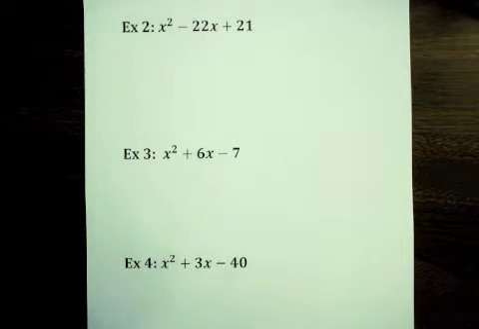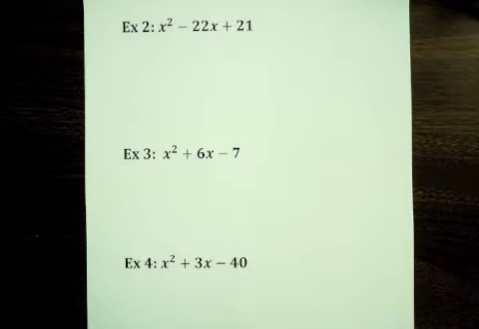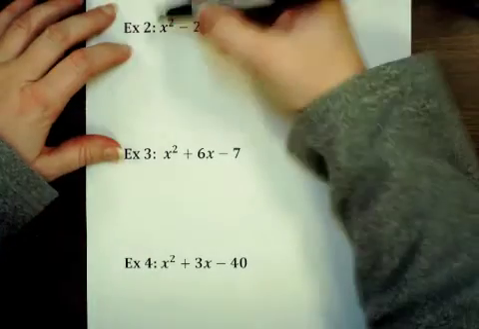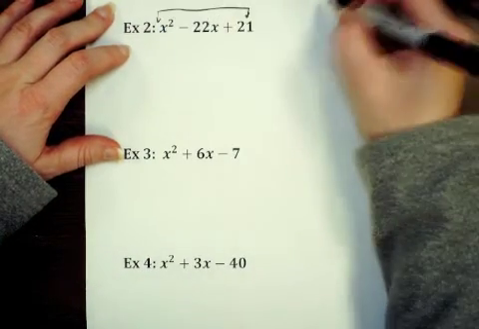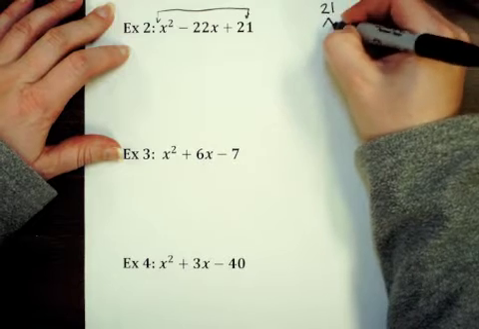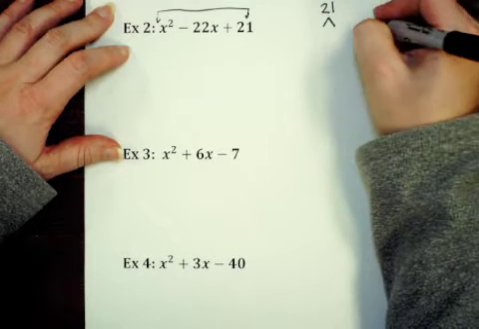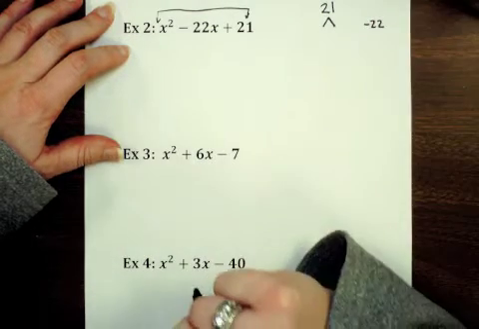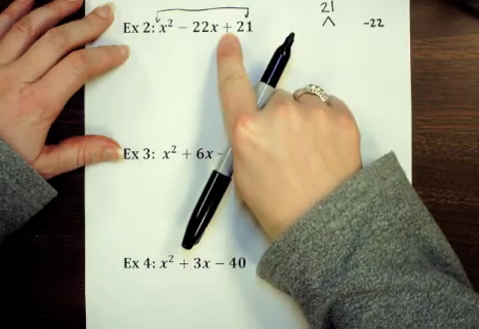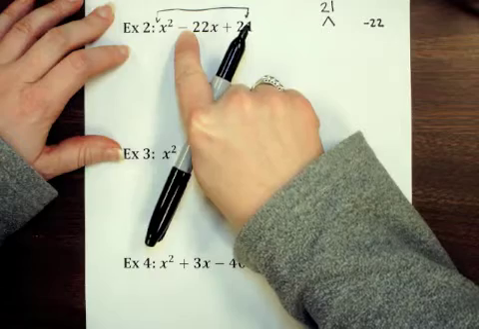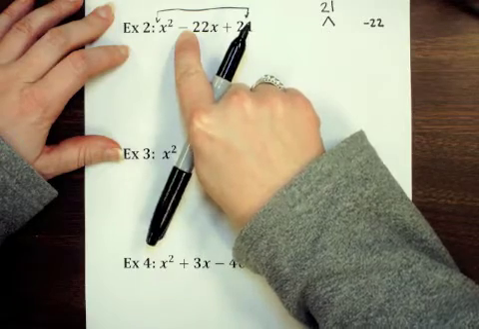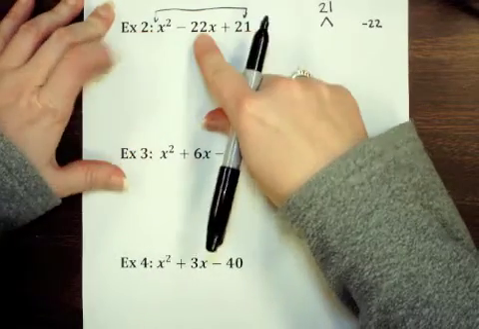All right, example 2. Again, I ask myself what multiplies to give me 21 but adds to give me negative 22. Signs are the same, and they are both negative. So it multiplies to give me 21 and adds to give me negative 22.